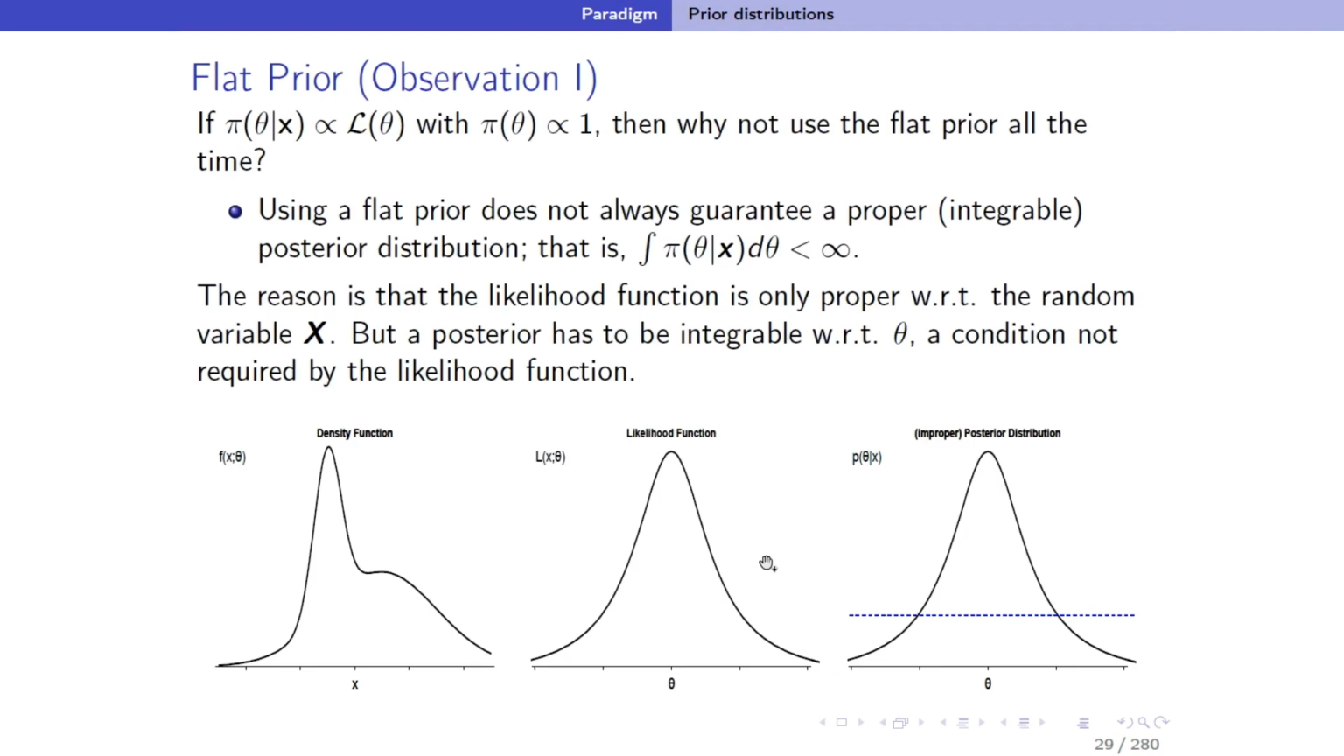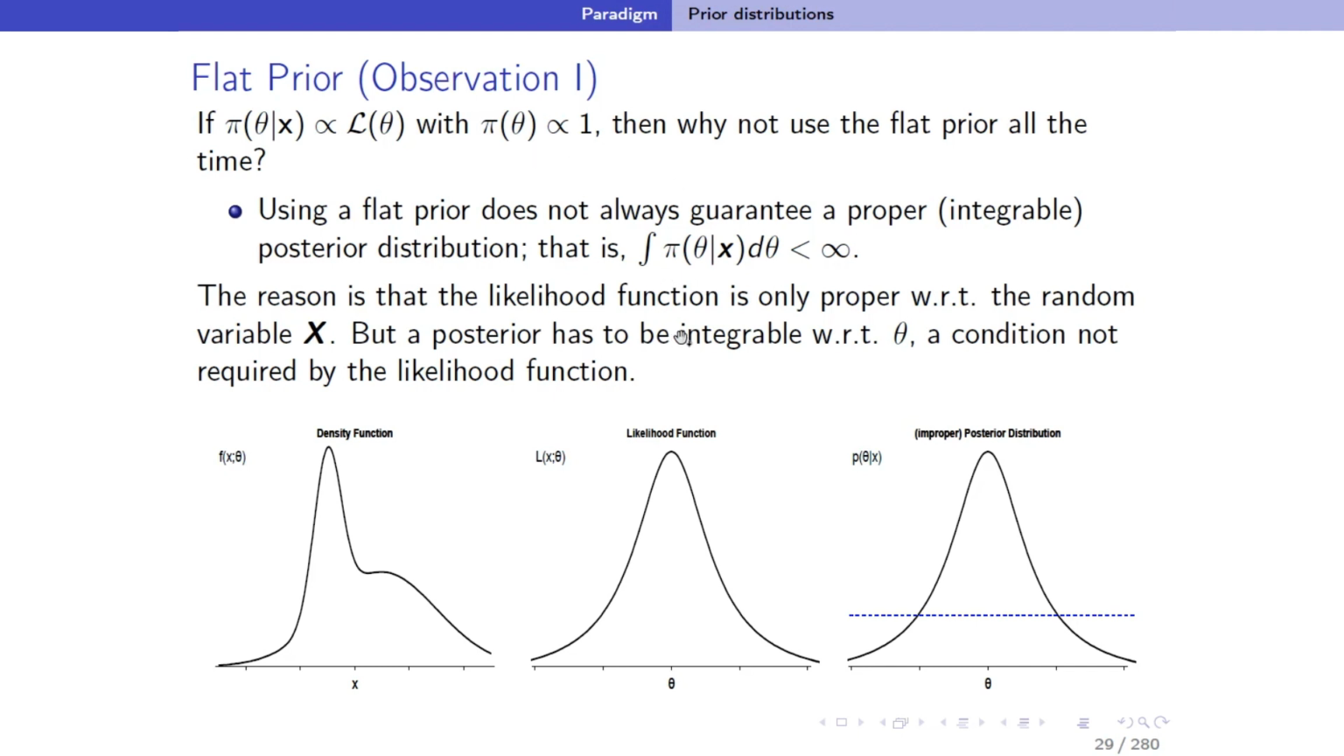I'd like to state a few observations. First, we already observed that if the posterior is equal to the likelihood when the prior is flat, then why not use the flat prior all the time? The reason is that the flat prior doesn't always guarantee a proper posterior distribution. This quantity needs to be a distribution. You may ask why, if we start with a likelihood from a proper density and we slap something flat on it, we end up with something improper.